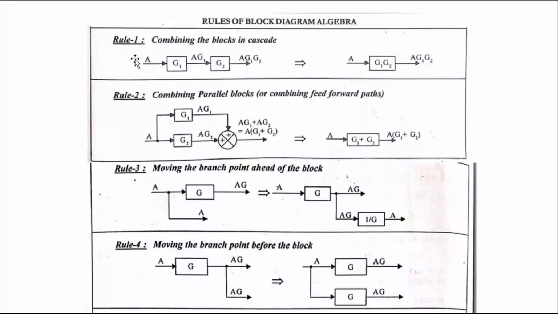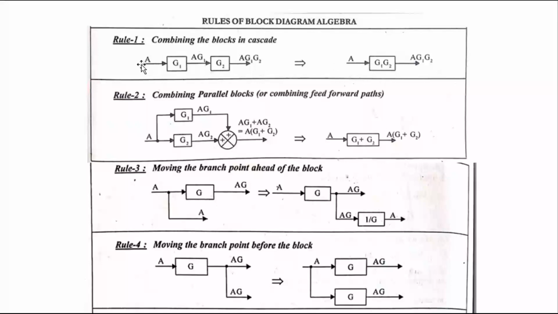The first rule, combining the blocks in cascade. Cascade means two blocks are in series, with no other connections between the blocks. Here in between these two blocks, there are no connections. Just one block is followed by another block. In this case, the simplification is just to multiply the blocks.